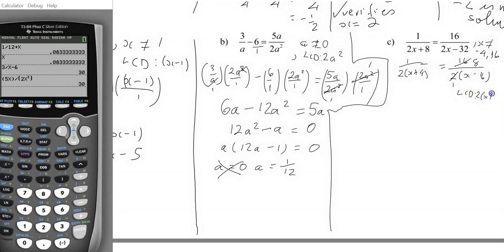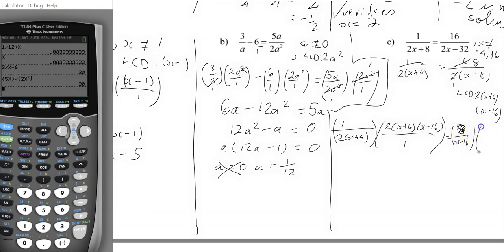You need an x plus 4, and you need an x minus 16. So I'm going to take the first term, 1 over 2 bracket x plus 4, put that in brackets, and multiply it by 2 times x plus 4 times x minus 16. Equals, okay, wait, we changed that, right? So this is 8 over x minus 16 times 2 times x plus 4 times x minus 16.